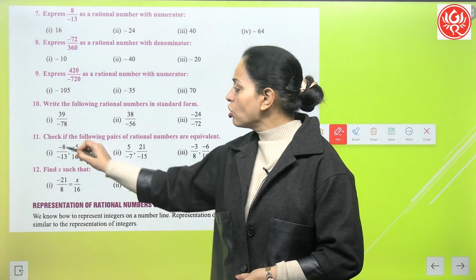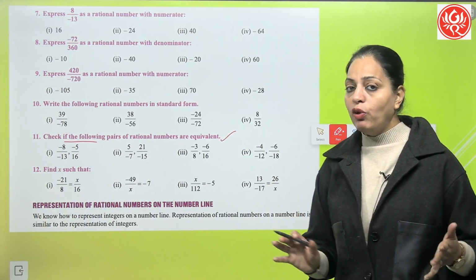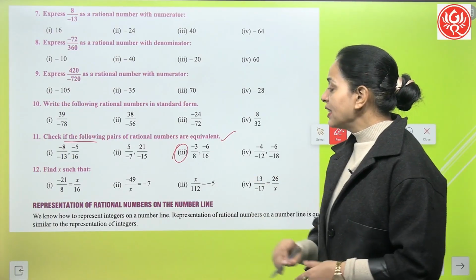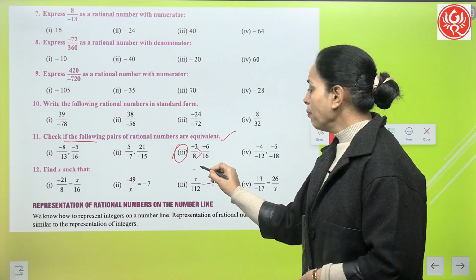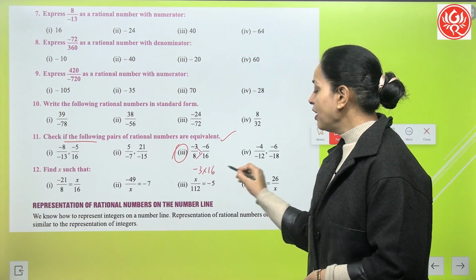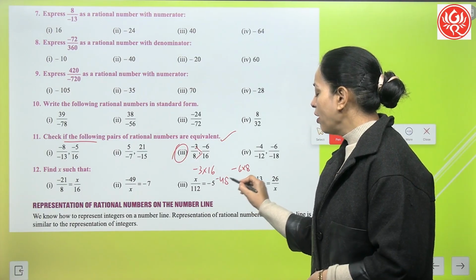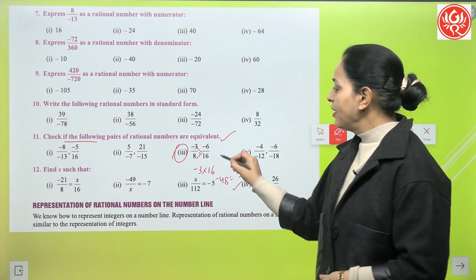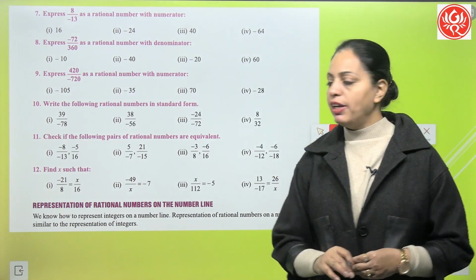Now the 11th question, check if the following pairs of rational numbers are equivalent. अब हमें check करना है, like third part, minus 3 by 8 and minus 6 by 16. So cross multiply, minus 3 multiply 16 and minus 6 multiply 8. So minus 48, minus 48, both are equal. So yes, these are equivalent. Similarly, you can try the remaining parts.